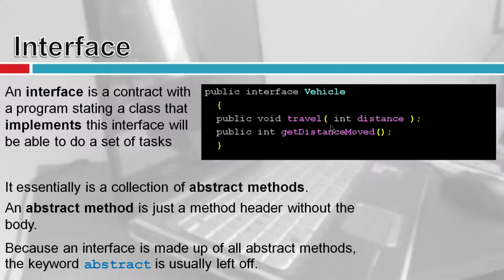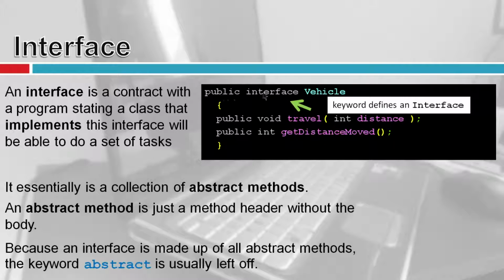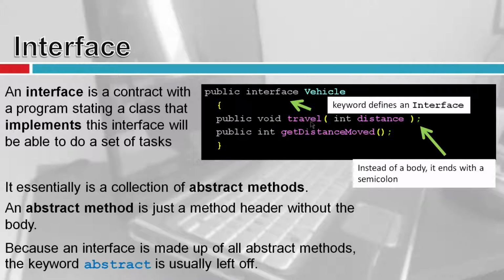Now, a couple things you need to remember is that whenever you create a class, you have public class name. When you want to create an interface, you just say public interface name. So here the keyword interface defines an interface. And also notice at the end of the function, usually we have an open and closed curly brace and we have a body. An abstract method has no body. I mean, it has no implementation. It doesn't do anything. So at the end of every abstract function, you need a semicolon here.